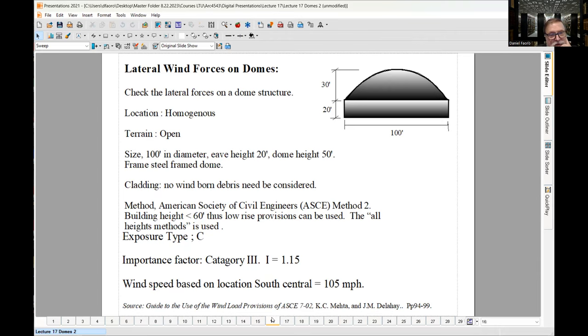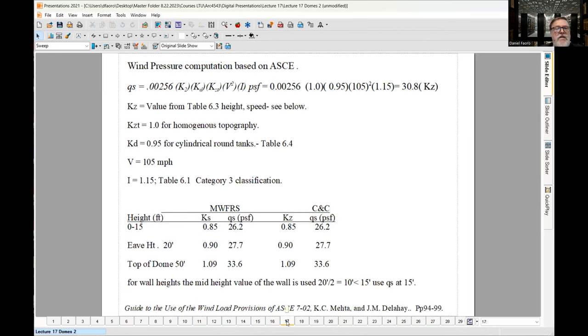We're going to use the ASCE method. If the building is less than 60 feet in height, we can use this provision. Exposure category C is open terrain. Importance factor 1.15. It's probably meant to be some sort of a collective stadium type function, which in some cases are used as areas of refuge during storms. People go to them, and so there's a little bit higher safety factor. 105 miles an hour is our speed based on location.